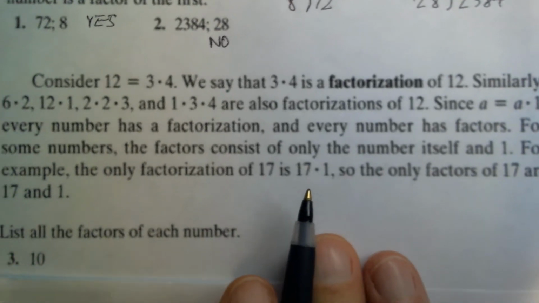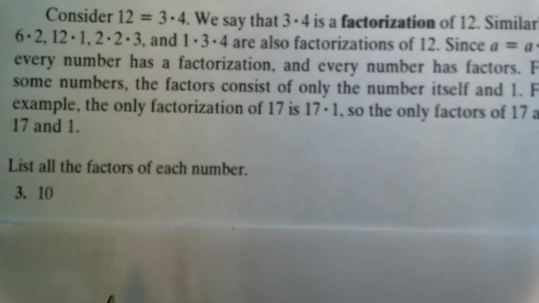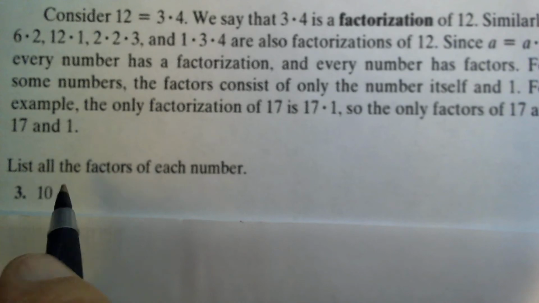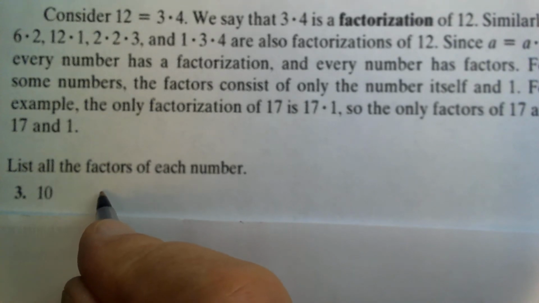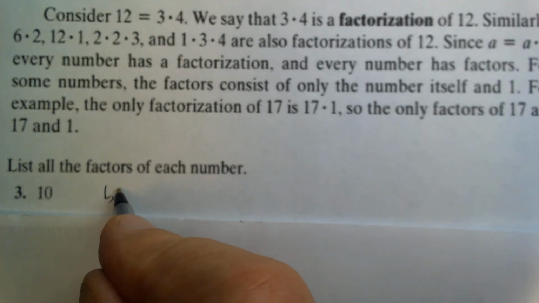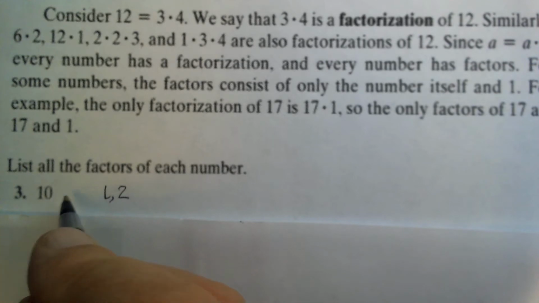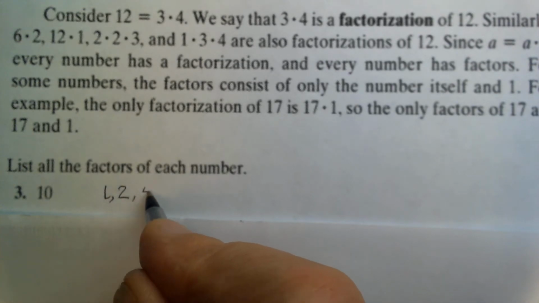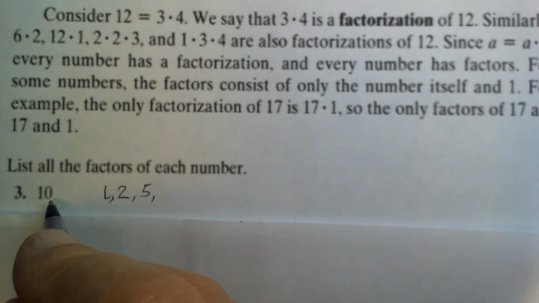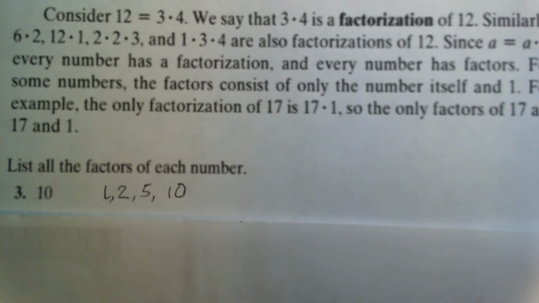So next we have some exercises by listing all the factors of each number. Well, 1 is certainly a factor, it's a factor of any number. And since this is an even number, 2 is a factor. And since 10 is divisible by 5, 5 is a factor. And 10 is divisible by 10, so 10 is a factor. So with smaller numbers, that's pretty easy to do.